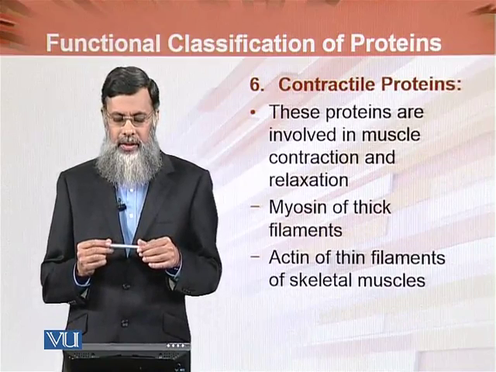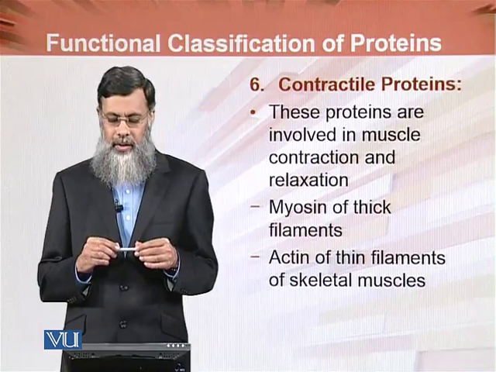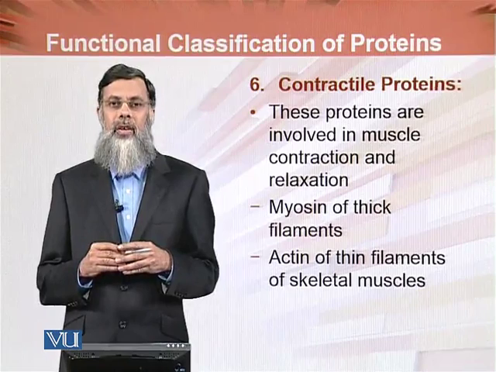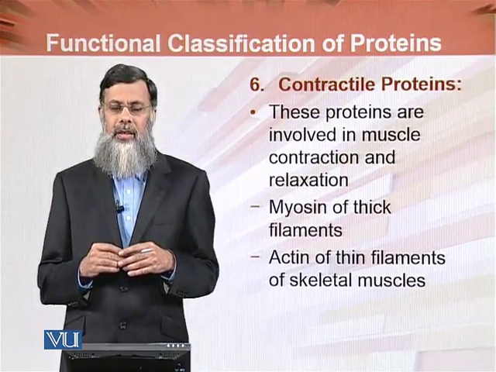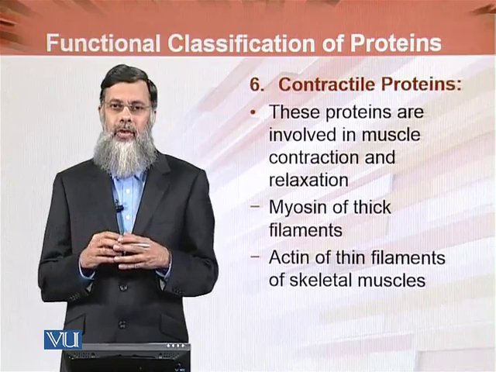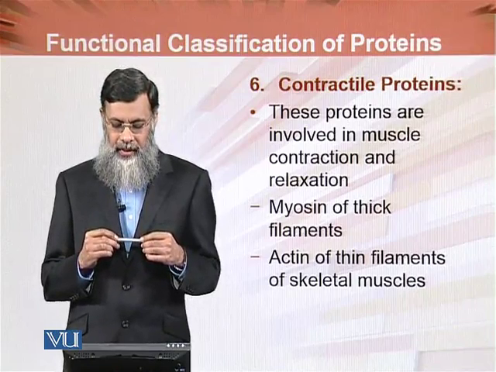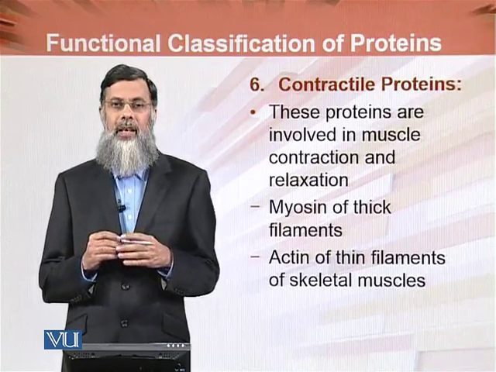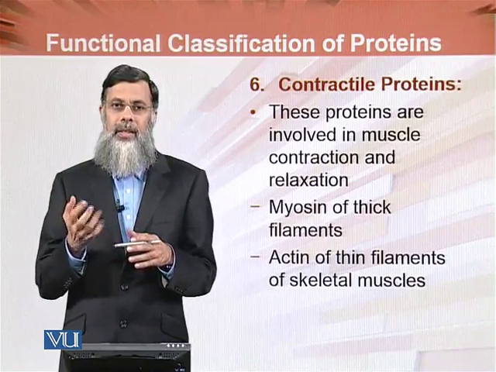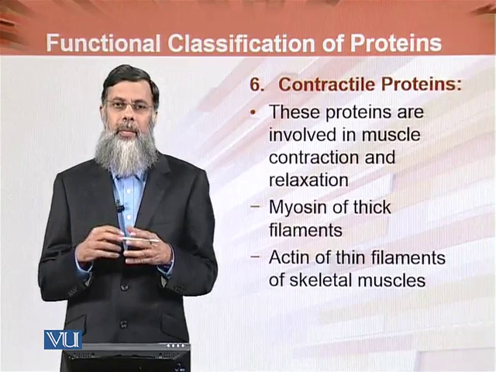Sixth class of classification according to function is the contractile proteins. These proteins are involved in the contraction and relaxation of muscles. Whenever a muscle contracts or relaxes, proteins are involved, and these are myosin for thick filaments and actin for thin filaments of skeletal muscles. The movement in our skeletal muscles is due to the protein part of the muscle, which is actin and myosin.